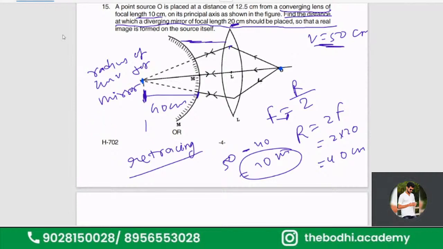So this is okay. Now see, this is the data we have. 12.5 centimeter from the lens. So from here to here is 12.5. Now focal length of this particular lens is given to be 10 centimeters. Remember it. Now the mirror has a focal length of 20 centimeters.